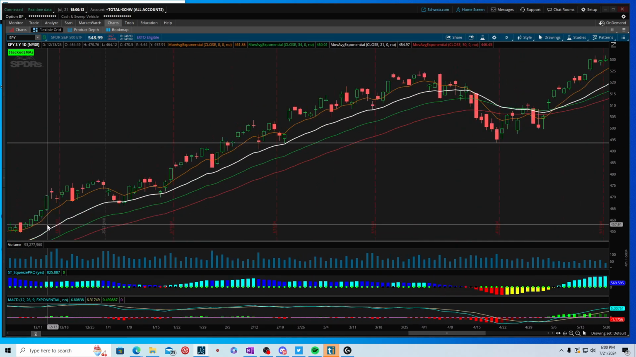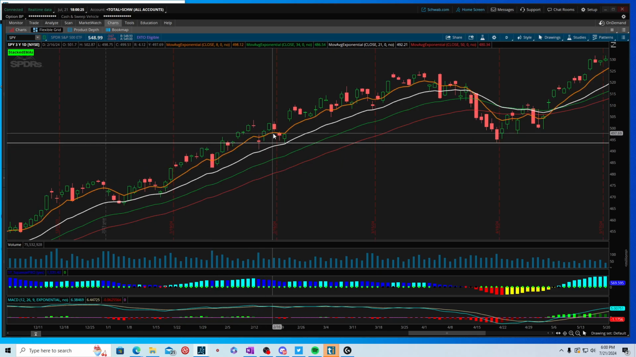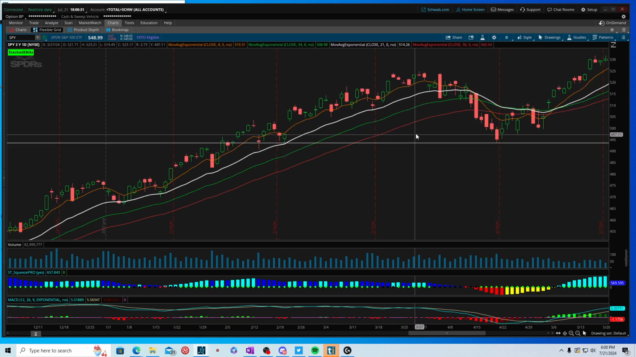Look, over here, we pulled back right to the 21, a little below it. We pulled back right to the 21, a little below it again. Now this pullback came a little above it. This pullback came a little above it. Now we touched it, and the next one touched it. We touched it again. I like to judge based off what the previous pullback did.